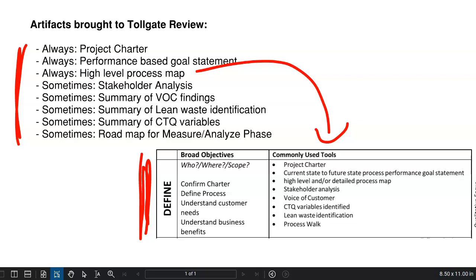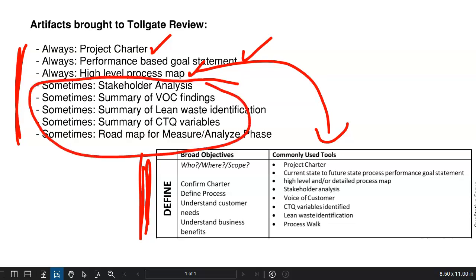I always bring the charter with me with the goal statement inside and a high-level process map to have that discussion with the sponsor and key decision makers. I don't always bring all of the analysis that my team has performed. Occasionally, if the artifacts that were created are in a nice format that is easy to understand and read, I'll bring it. Otherwise, in some cases, the project is small enough that I can just talk through these other sometimes artifacts.